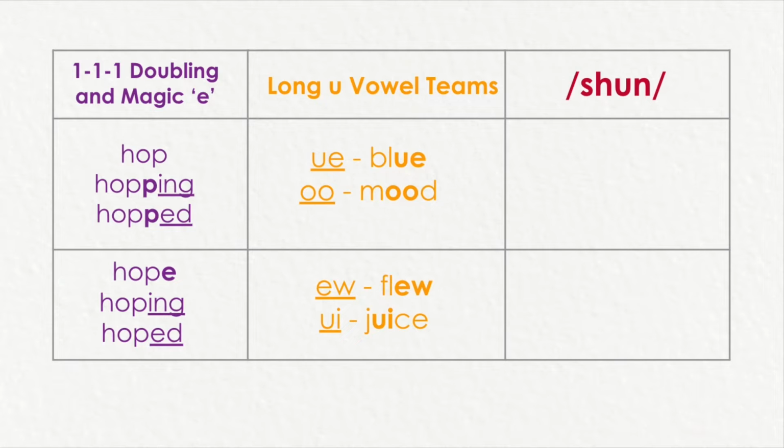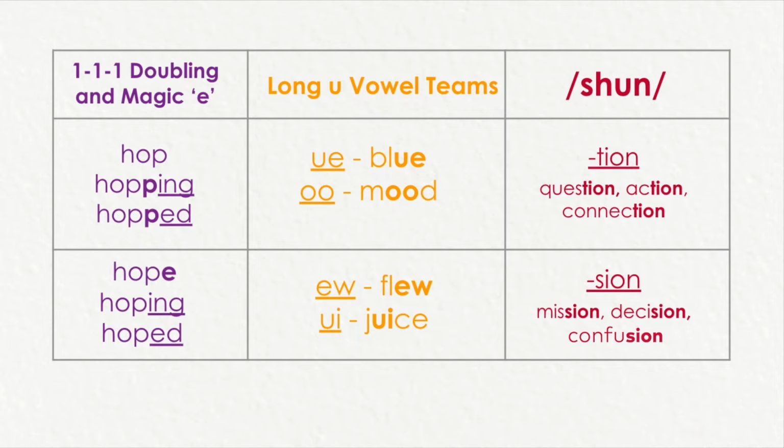Finally, we've learned about the shun pattern this cycle. We had TION, like question, action, connection, and SION, like in mission, decision, and confusion. That's a lot to remember, so I'll give you a moment here to look over these patterns.